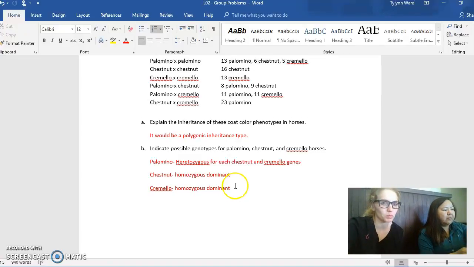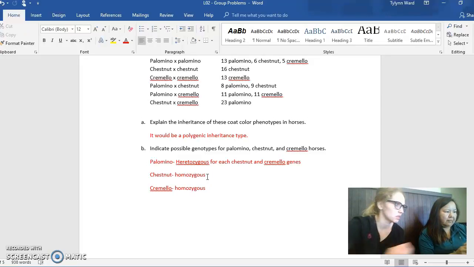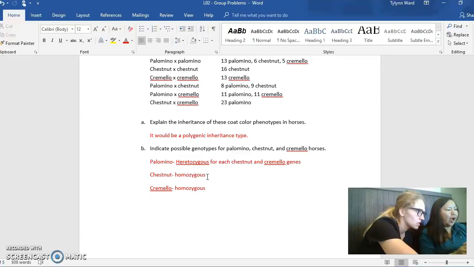Or they would just both be homozygous, I guess not dominant. And then the Palomino would be heterozygous for both of them. Does that make sense? I was reading the big C and then the little c, but it's going by the offspring. Yeah. Okay. Now I see it.